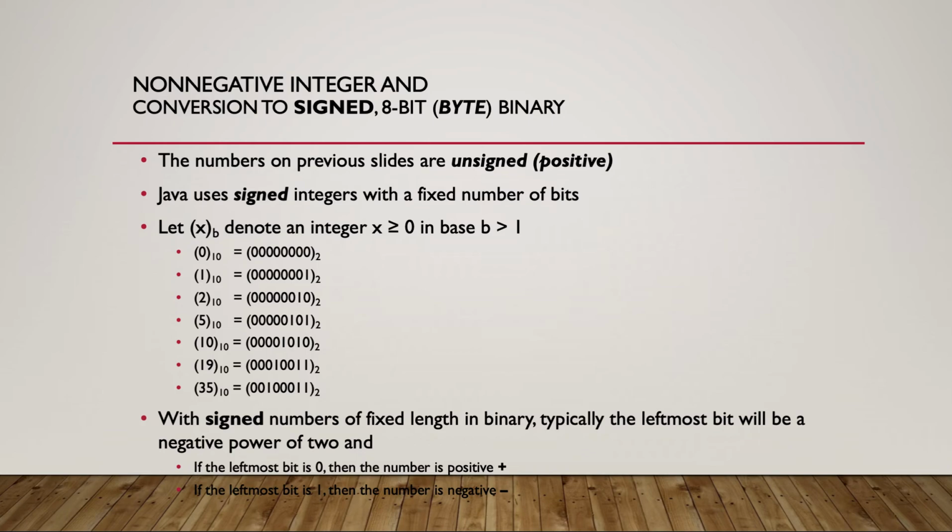So for this example, 5 equals 101 as we already learned, but we put some zeros because we want to assign 8 bits. So the back bits would be 0. That doesn't change the value of 5. With signed numbers of fixed length in binary, typically the leftmost bit will be a negative power of 2, and if the leftmost bit is 0, then the number is positive. If the leftmost bit is 1, then the number is negative.